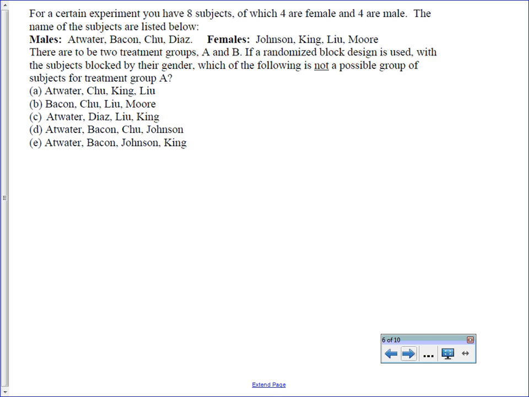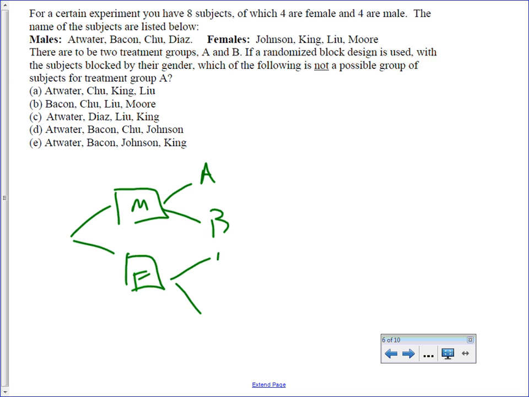For a certain experiment, you have 8 subjects, 4 of which are male and 4 of which are female. The names of the subjects are listed below. There are 2 treatment groups, A and B. If a randomized block design is used, with each subject blocked by gender, which one of the following is not possible? If you're blocking by gender, remember you're splitting the population into males and then females, and then randomly assigning the two treatments within the blocks.